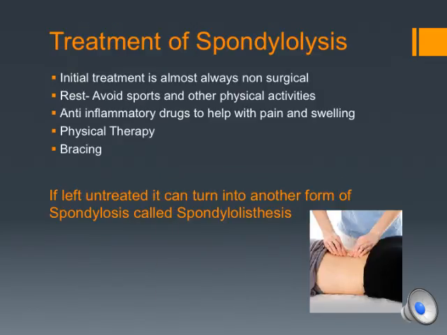The treatment for spondylolysis, initial treatment is almost always non-surgical, the most common being rest, so the patient's going to want to avoid sports and other physical activities that may heighten their symptoms. Anti-inflammatory drugs to help with pain and reduce the swelling, physical therapy, and oftentimes bracing. If spondylolysis is left untreated, it can turn into another form of spondylosis called spondylolisthesis, which is more severe.